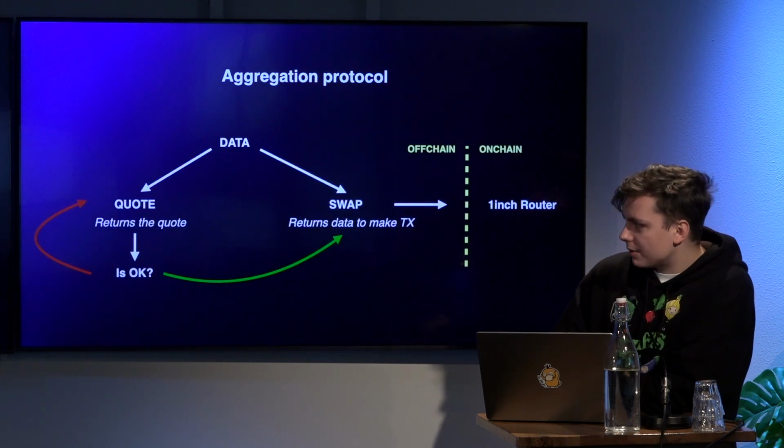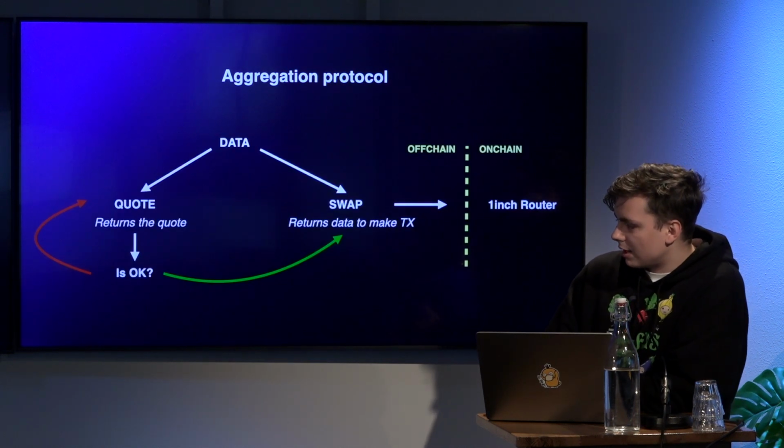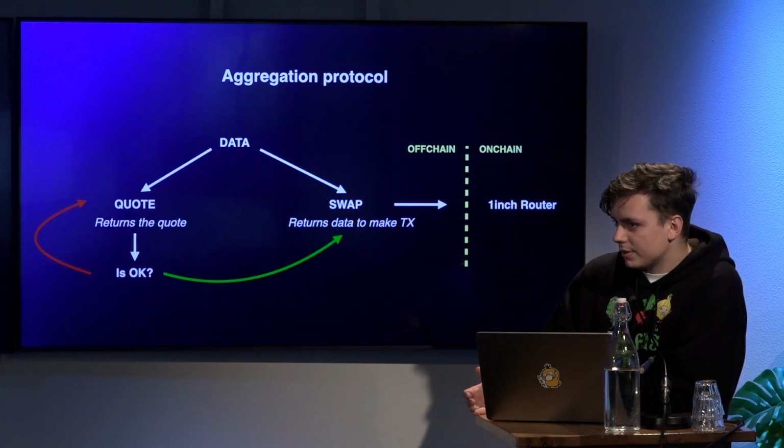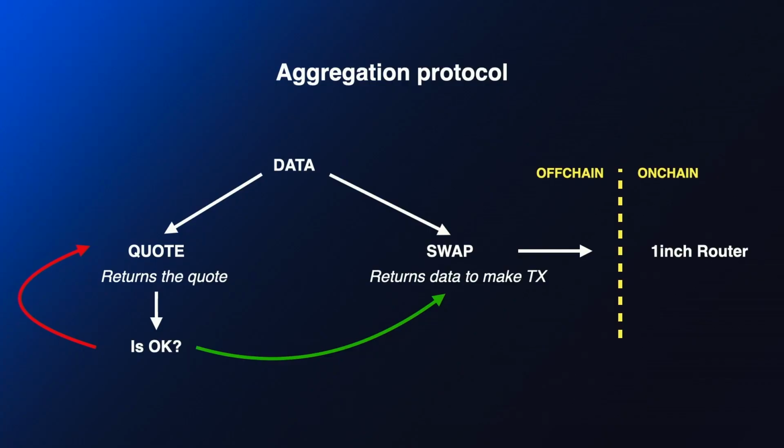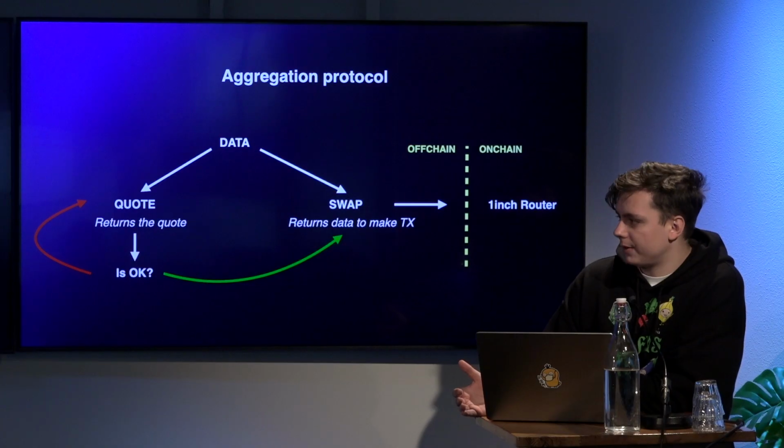It's quite easy to start using the aggregation protocol. There are two parties here. The first one is the 1inch router, and almost anyone can make a transaction on the 1inch router. It's completely open source, you can take a look at how it works. Basically, you just need to build a transaction, pay for it and execute it on Ethereum. And we have an API for that.